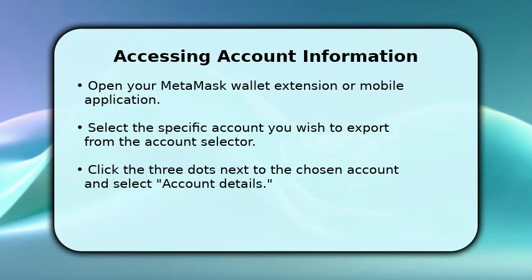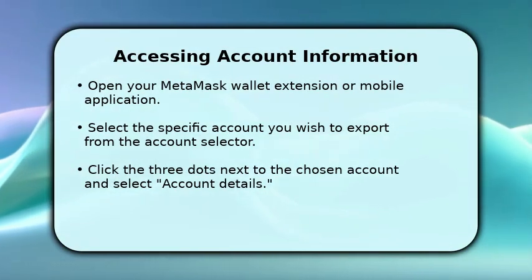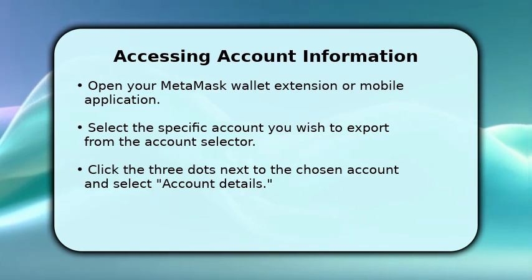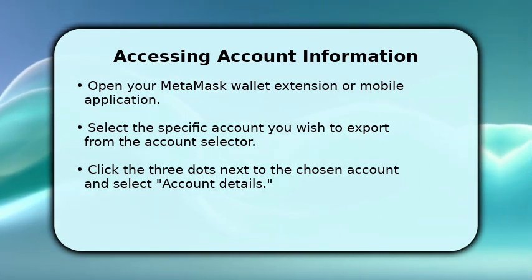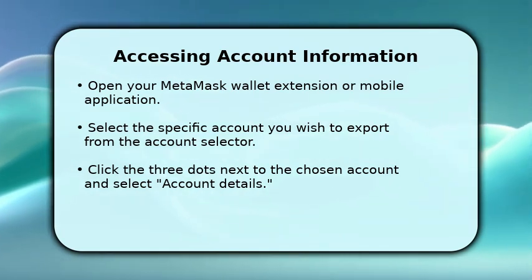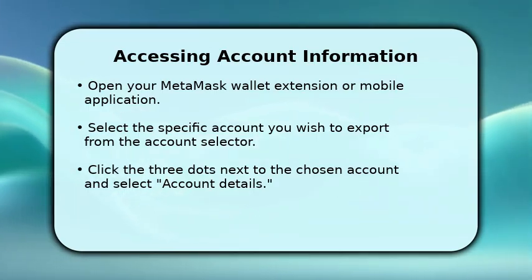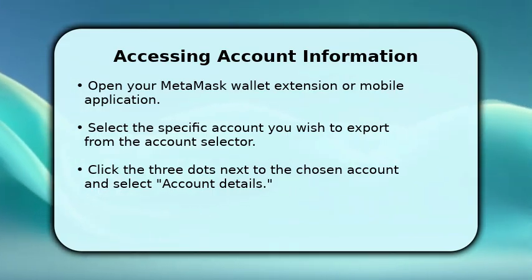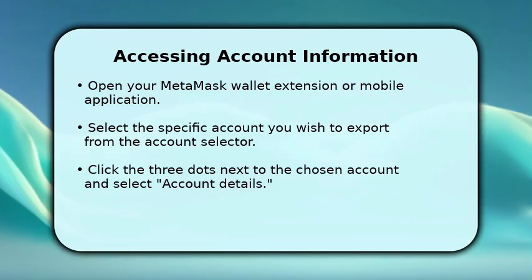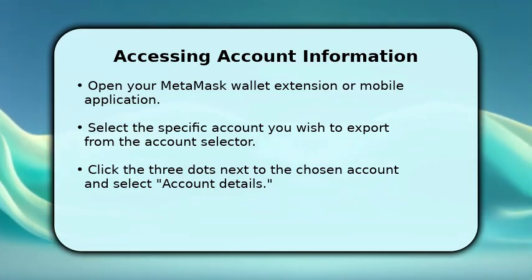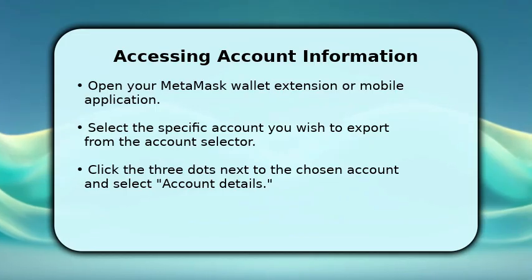To begin, open your MetaMask wallet, whether it's the browser extension or the mobile app. At the top of the wallet interface, you'll find an account selector. Use this to switch to the exact account whose private key you need. Once the correct account is selected, click on the three vertical dots located next to the account name. From the drop-down menu, choose the Account Details option to proceed.